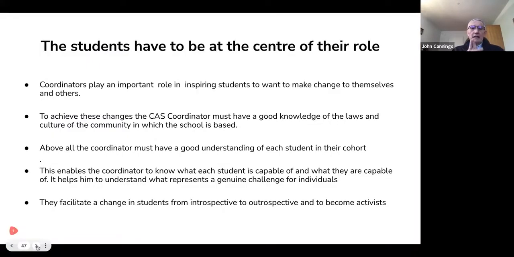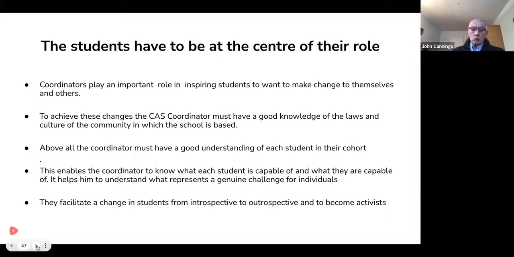So the students really have to be at the center of the CAS coordinator's role, because coordinators should play an important role in inspiring students to make change themselves and others. And to achieve these changes, the coordinators must obviously have a good knowledge of local laws and the culture of the community in which the school is based, because clearly some things which are possible in one context are not in another. And, you know, that climate fair would be a good example.